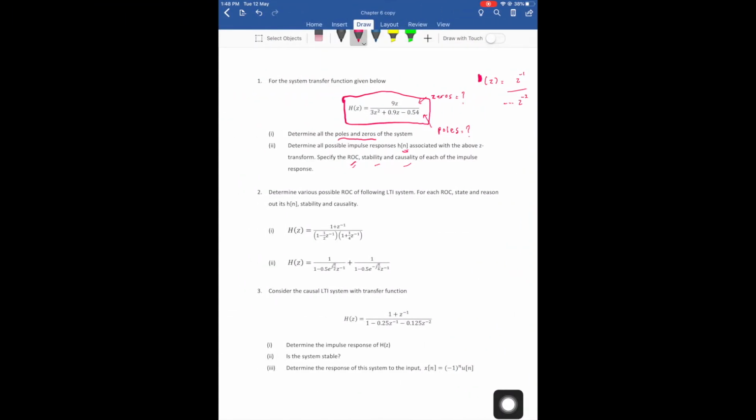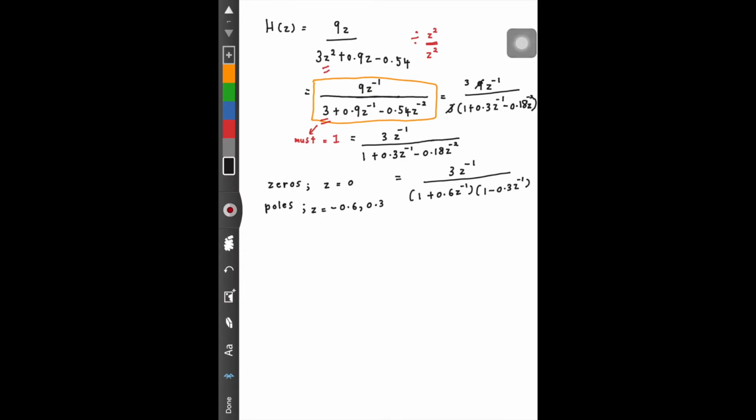Okay, next we refer to part 2. You have to determine the h(n), and then you have to find the ROC, stability and causality. So basically to answer part 2, first you need to determine your ROC. So how to get your ROC? ROC you get from the poles value. So you refer to your poles value, which is minus 0.6 and 0.3.